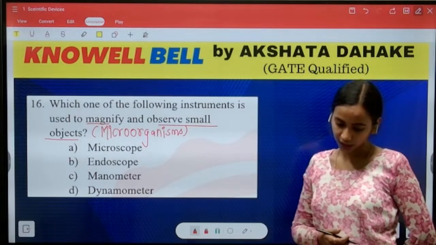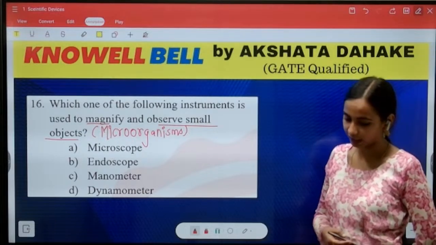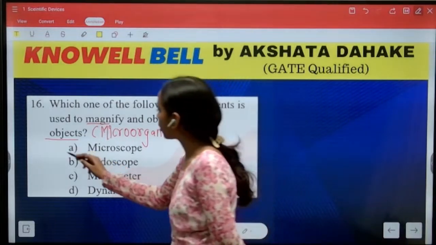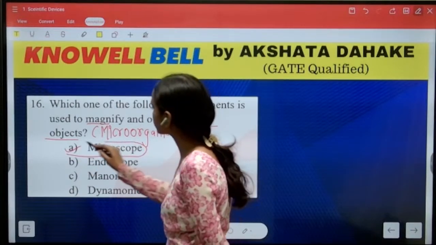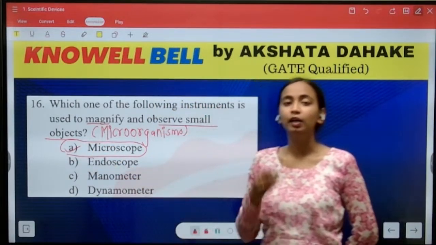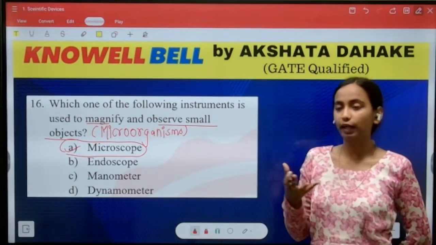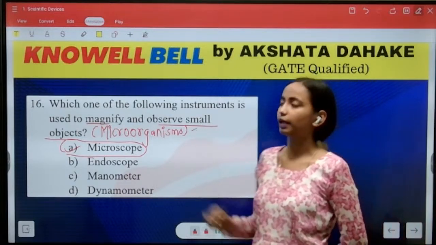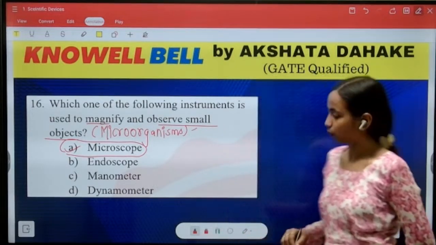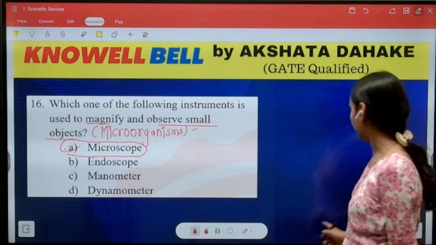Very good. Who is answering A? Raman, Ishu. Very good. That's the right answer. The correct answer is option A, microscope. Microscope is used to observe and magnify small objects. To observe small microorganisms, we use the microscope. So the right answer is option A.